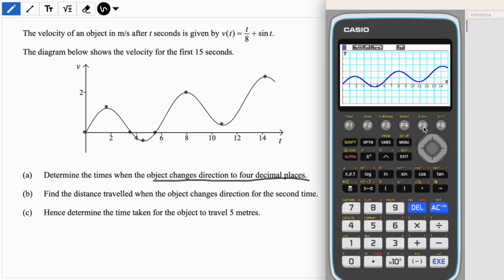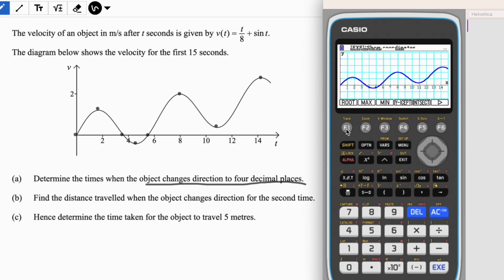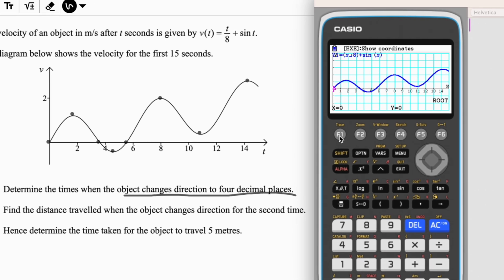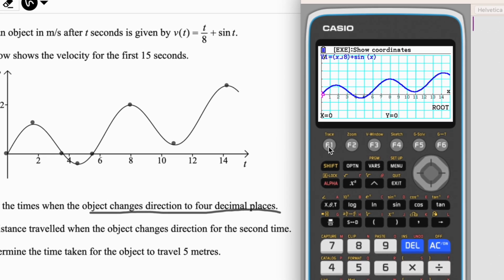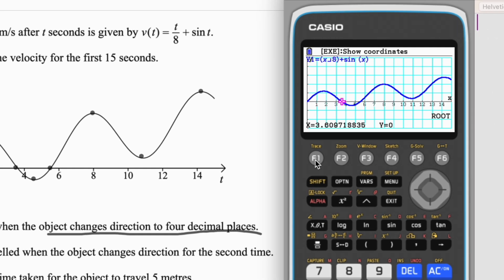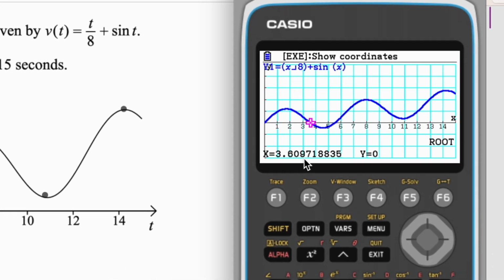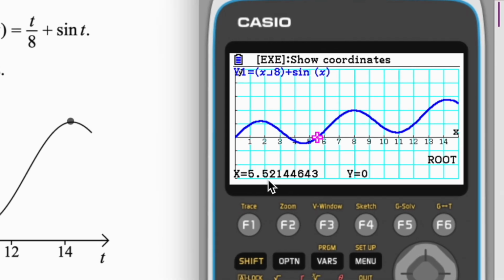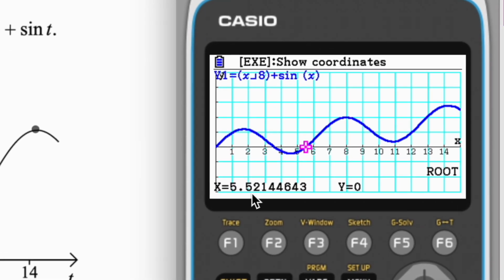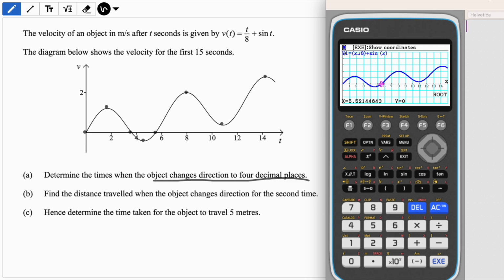So let's go to GSolve and find out the roots. So 1 is 0, so don't consider that because it has to be more than 0. Here you go. So 3.6097, and second point is 5.52. I have the answers. Let me confirm with the answers.